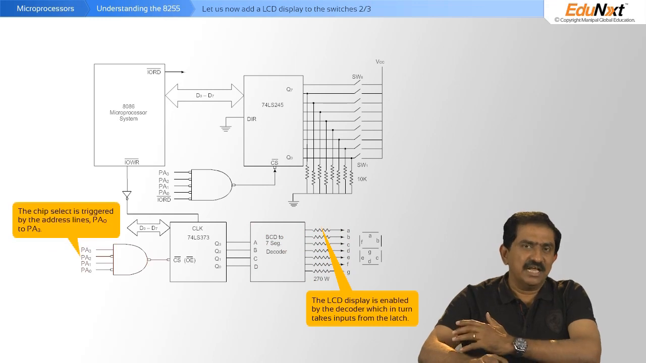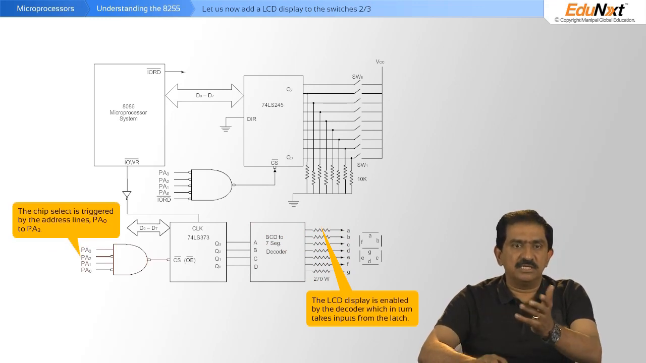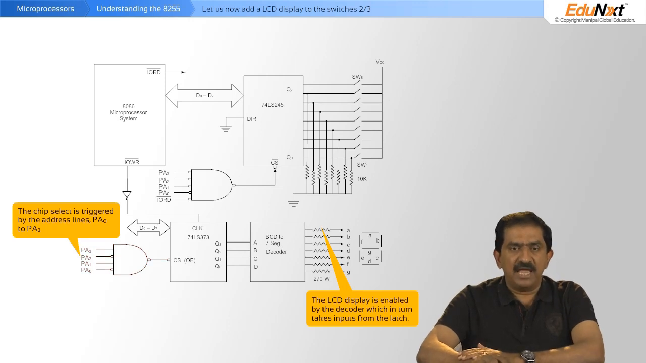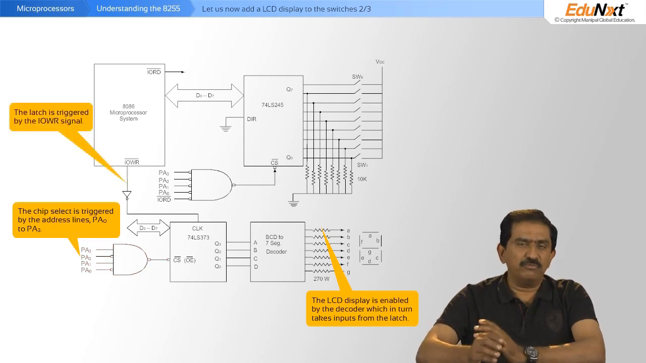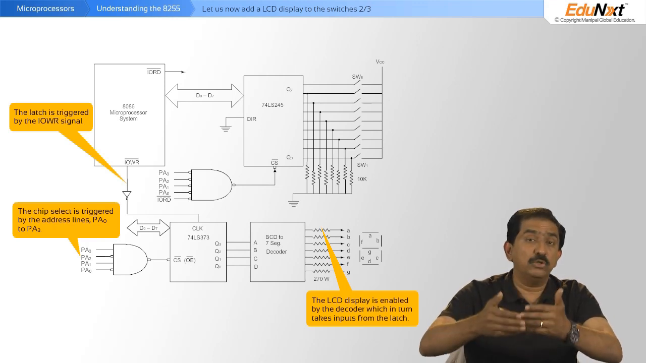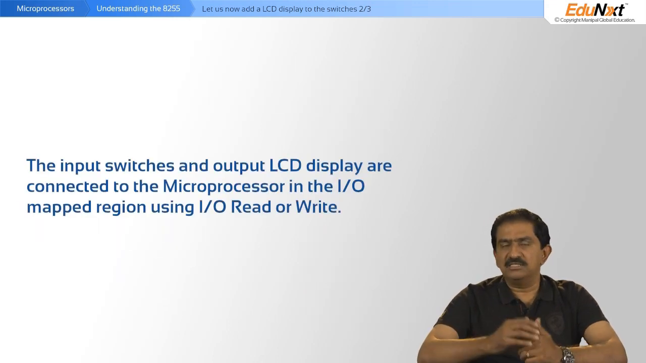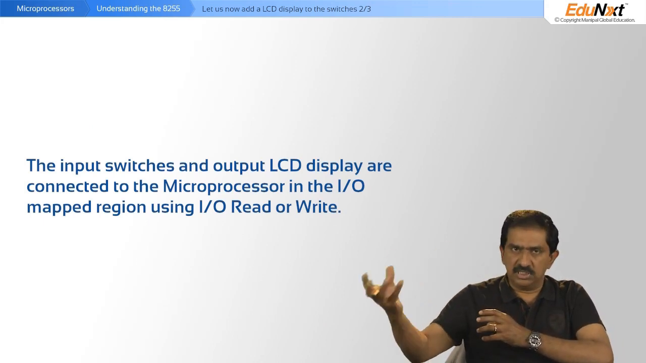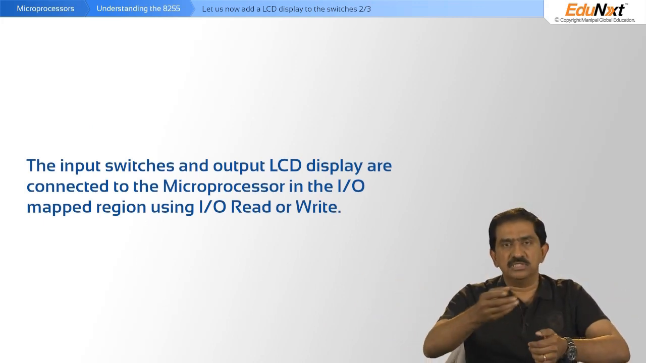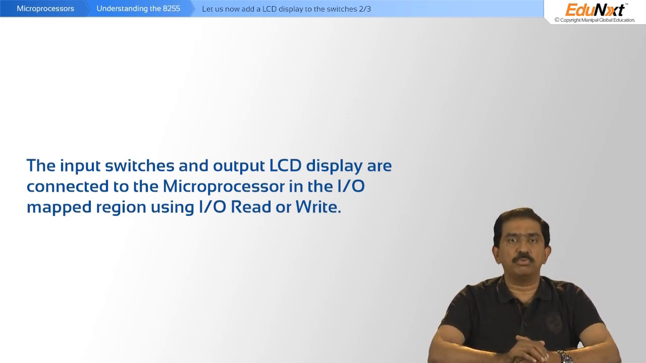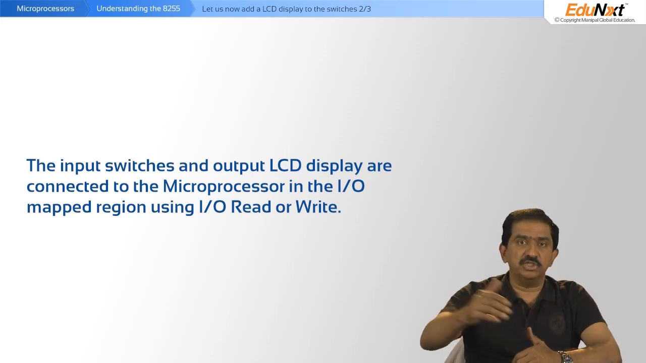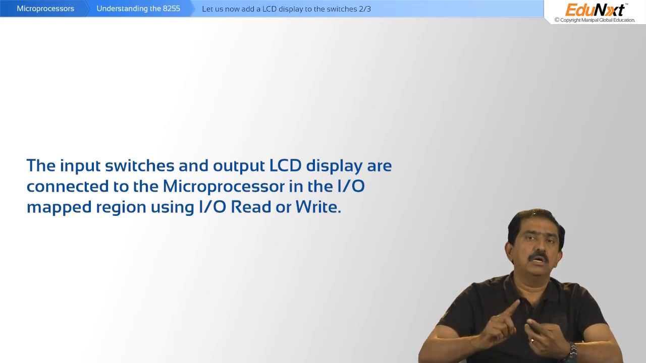This is enabled by the address lines PA0 to PA3, and in addition, you have to use a latch using the IOW, the input-output write signal, to enable a latch that latches the data that will be displayed on the LCD display or the LED display. This is an example of both an input, which is the switches, and an output, which is the LCD display, being connected to a processor in the IO mapped region using IO read or IO write.